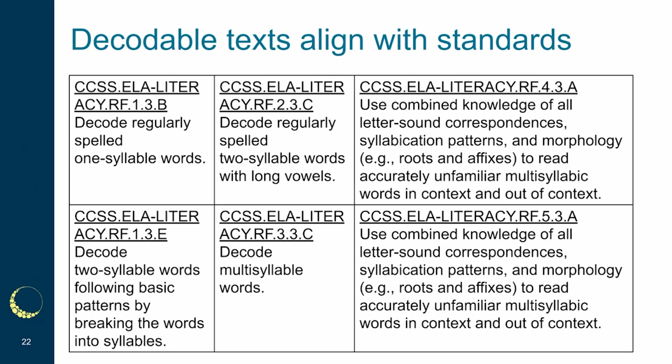So both are important. And then 5.3, again, all letter-sound correspondences, syllabication patterns, and morphology to read accurately in context and out of context. So that's where we have to get students from grades 1 to 5, and considering that we have to do that, can you imagine trying to accomplish these standards without having any decodable text on hand? That's a problem. So hopefully we can get some decodable text in use in our schools, and they might have more luck getting these standards reached.